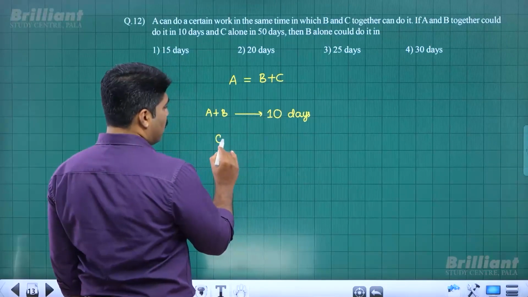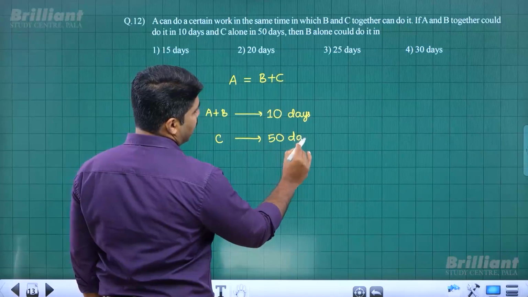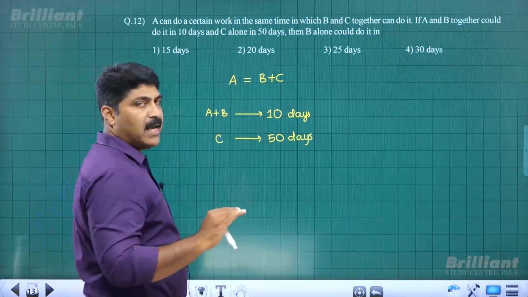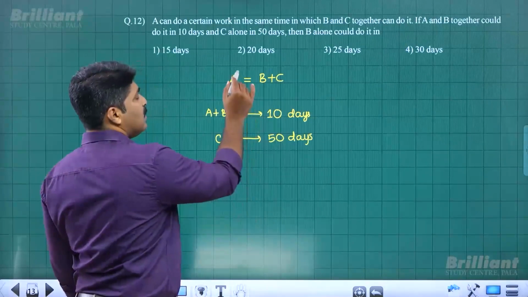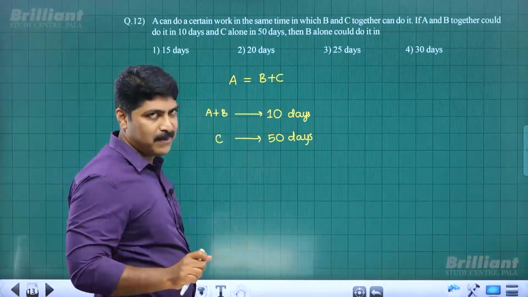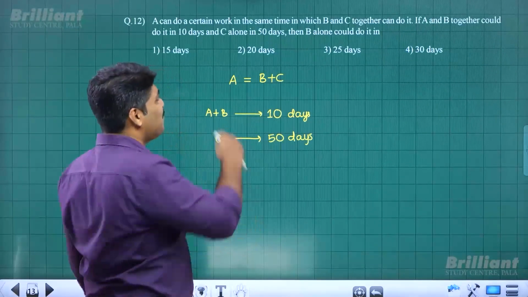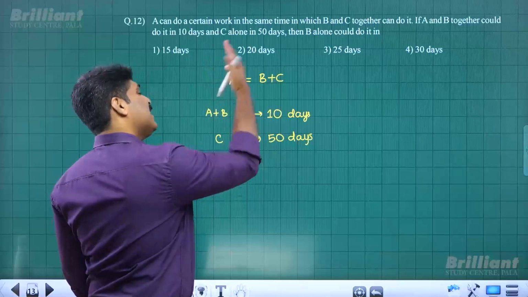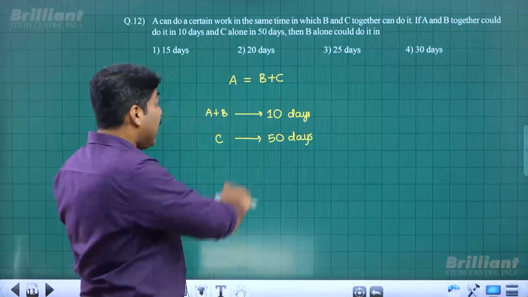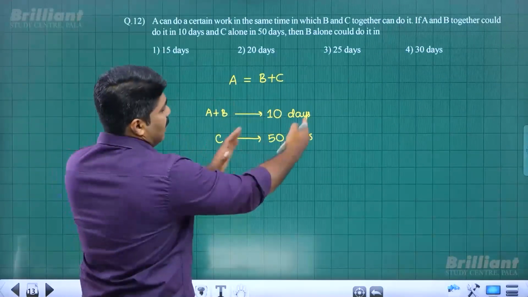C alone in 50 days. So understand the differences in these two expressions. Here in the first expression, I just converted that as an equation by using the equal sign. There we equate the efficiencies of these persons. The efficiency of A is same as the combined efficiency of B and C. But in this place, we are considering this is efficiency and this is time.